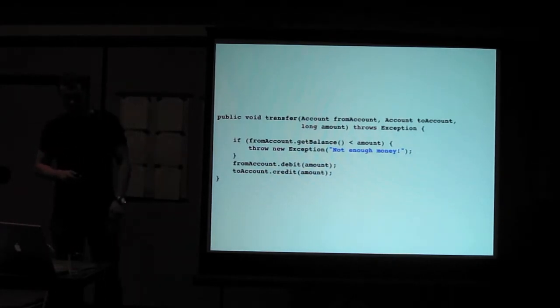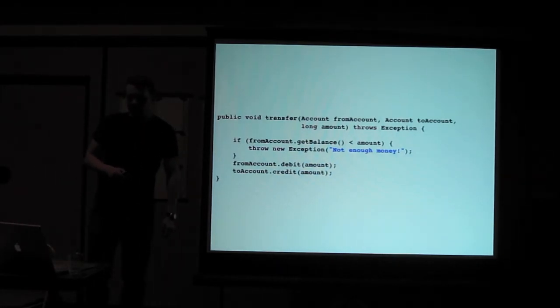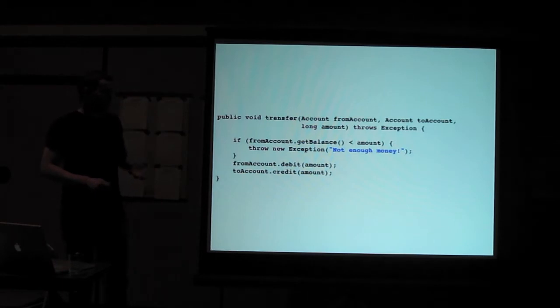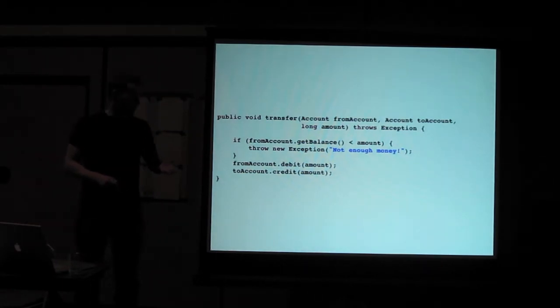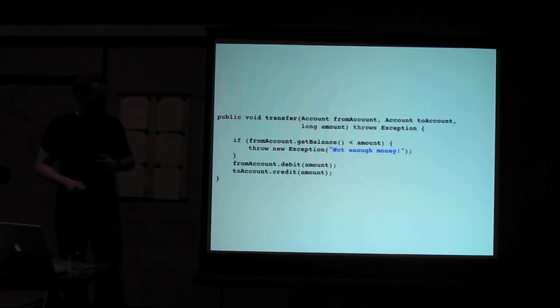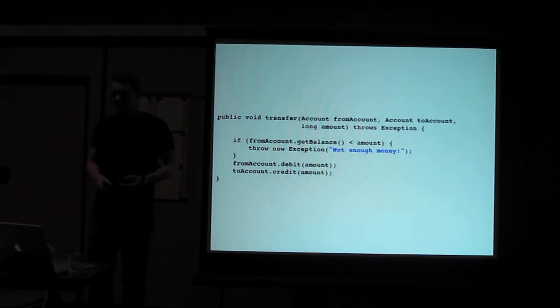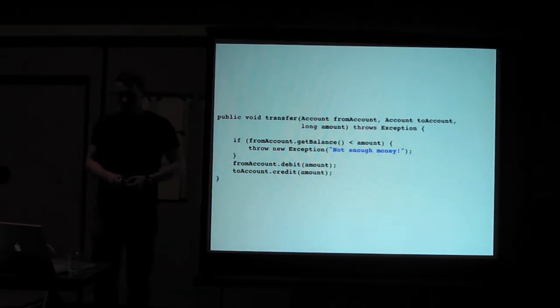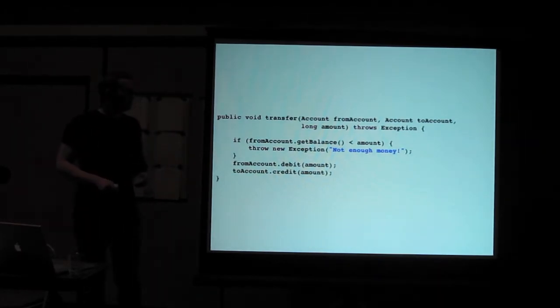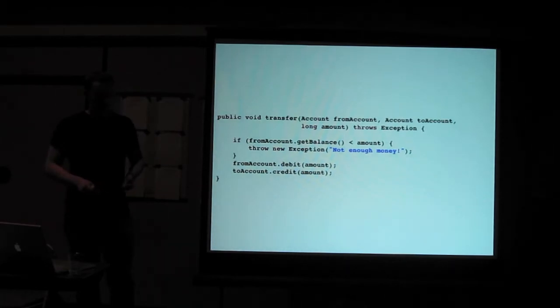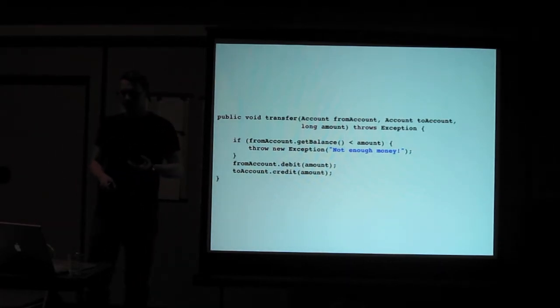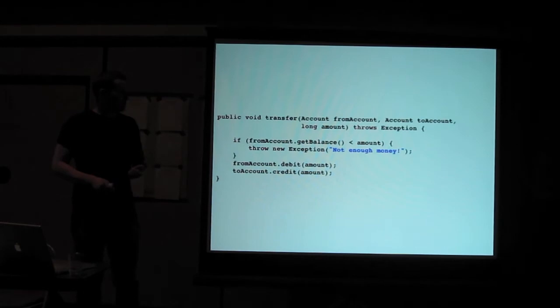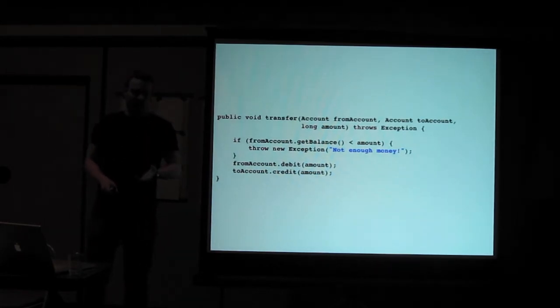We make a transfer function. It takes a from account, a to account, and an amount. The first thing you do is check if the from account has enough balance, and if it does, then you debit and credit. Is this thread safe? Absolutely not. To make it thread safe, we need to use the same locks that we used in the accounts. And in the account class, we synchronize on the methods. That basically means that we're synchronizing on the account instance.